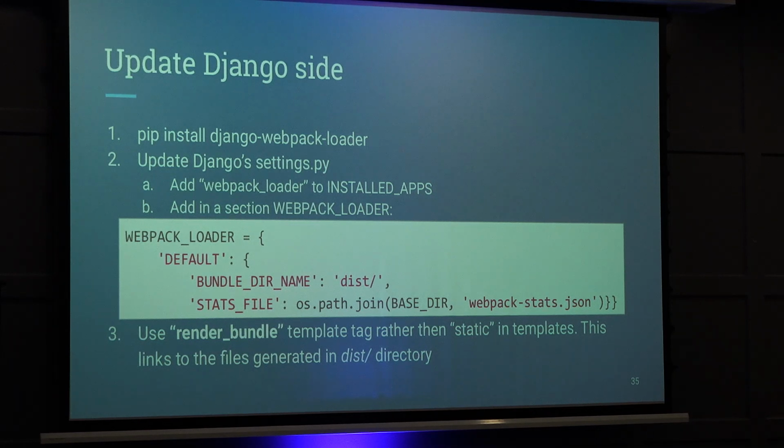And then on the Django side, you also need to install a package, which is called django-webpack-loader. And then it's just two steps inside the Django settings file. You need to add webpack_loader inside INSTALLED_APPS, and then add this section on the webpack loader to tell Django where to look for the bundle. So it tells Django to look inside the dist directory, and also that the file name is going to be webpack-stats.json. So you can, of course, change this file name to something you want, but you just need to change it on the Django side and on the JavaScript side.